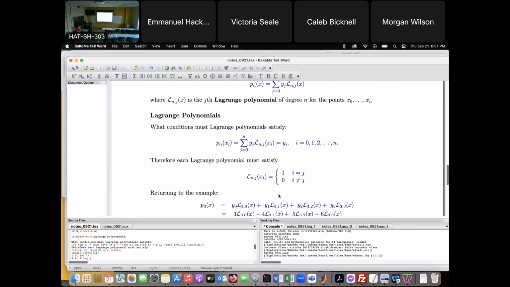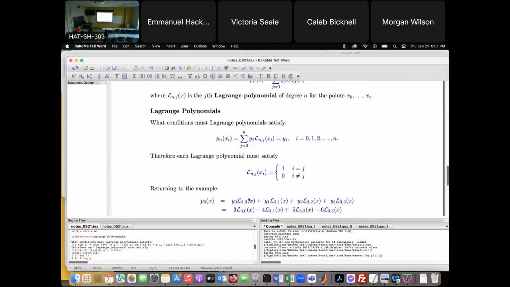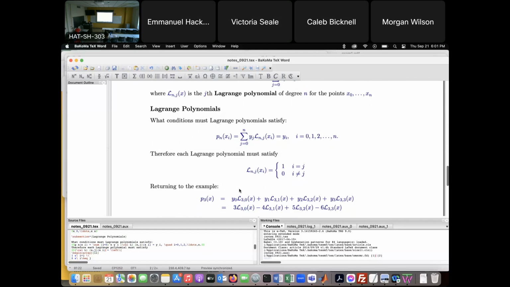So, going back to the example, I've given sample data. I'm looking for a cubic. I have 4 points. I'm looking for a cubic. So my interpolating polynomial now has this form: a linear combination of these 4 still unknown Lagrange polynomials, multiplied by each of the y values. You're probably wondering, like, okay, Dr. Lambert, can you show us what these are already? I'm getting there, I promise. And the y values from earlier are 3, minus 4, 5, minus 6.